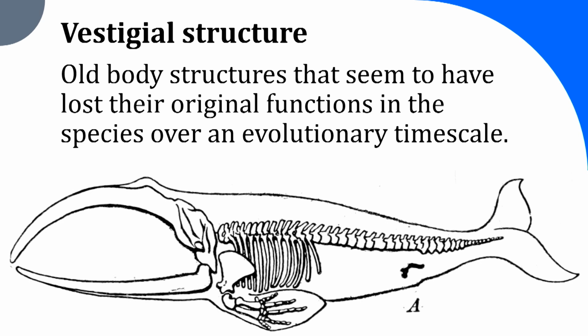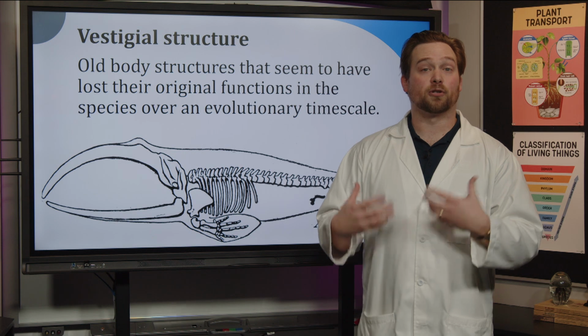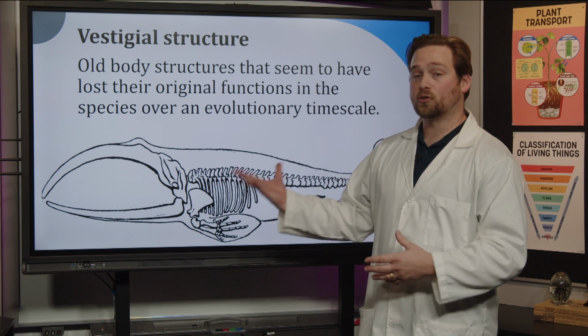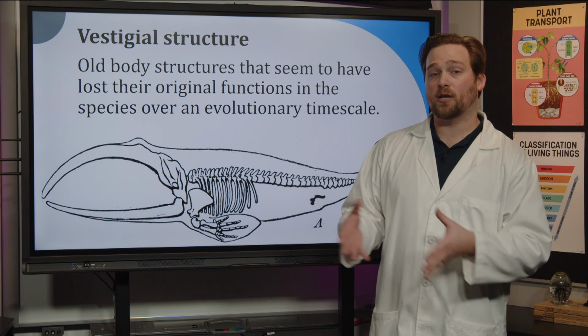What is a vestigial structure? Well, these are old body structures that seem to have lost their original function in the species over an evolutionary timescale. These vestigial structures basically tell a story, and the story is that this organism has changed over time, and that's all evolution is: change over time.